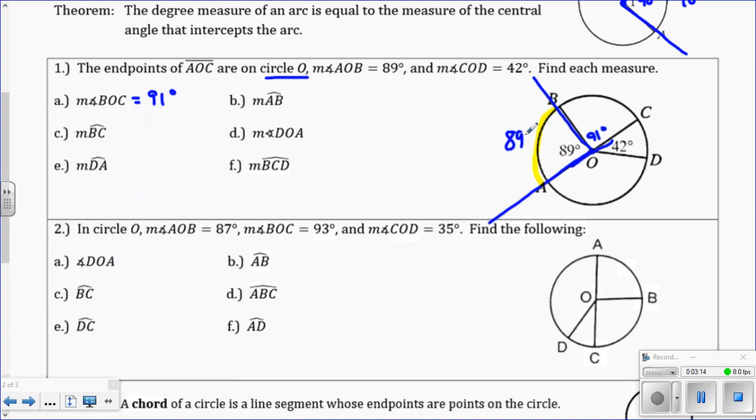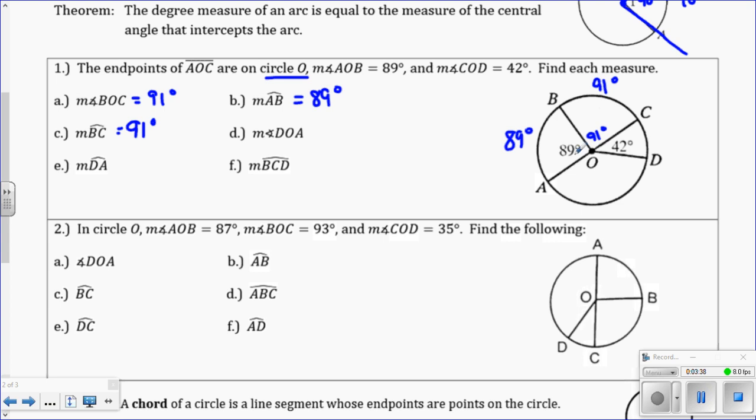Now it's up to you how much you want to do in the diagram with regards to highlighting or extending out. Sometimes it can get kind of sloppy by the end, but at least you can visually see that here. Part C, arc BC. BC is the intercepted arc to the angle that's the central angle that's 91 degrees, so it's the same degree measure, 91.